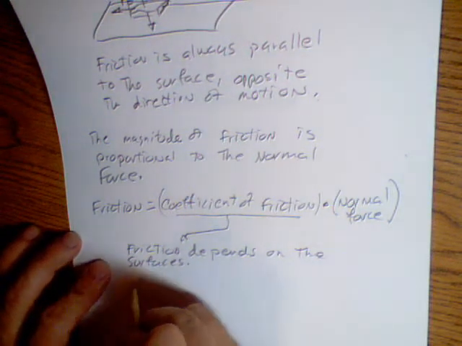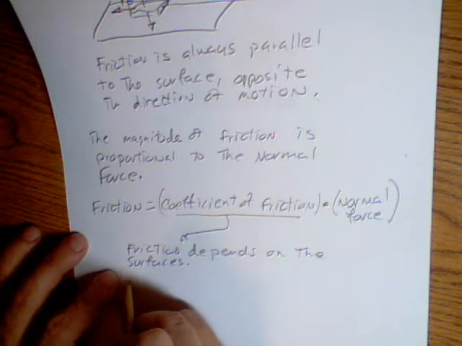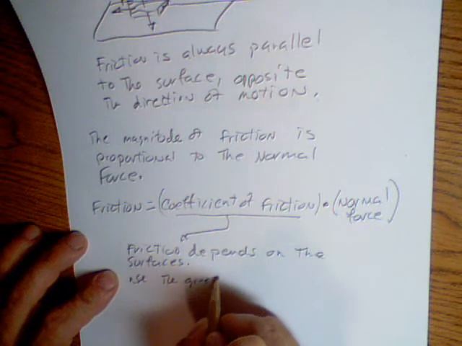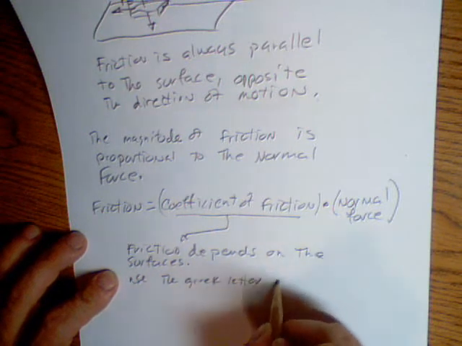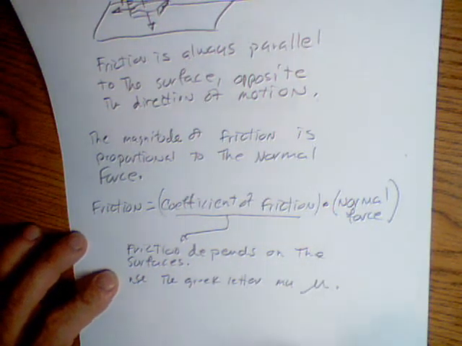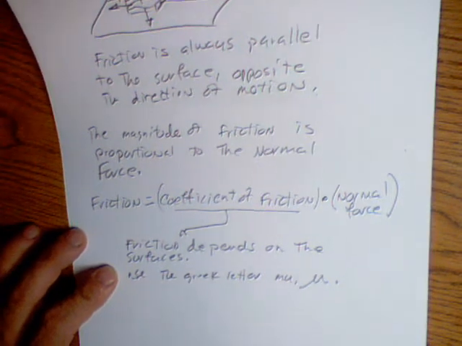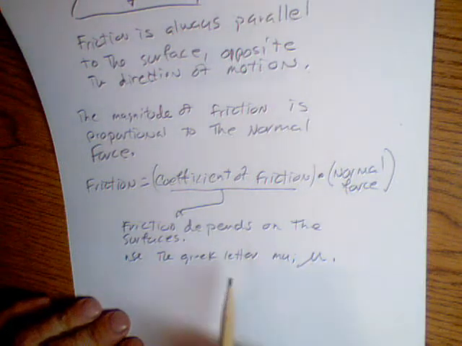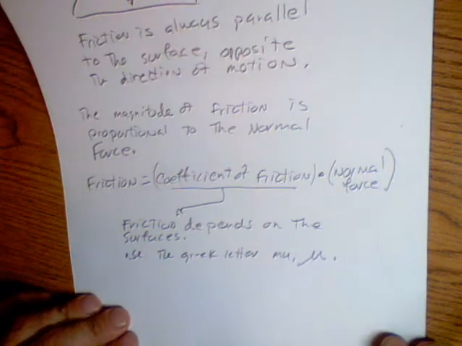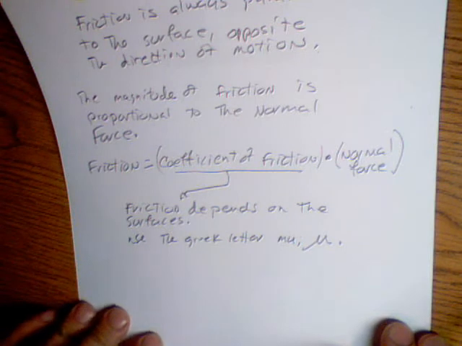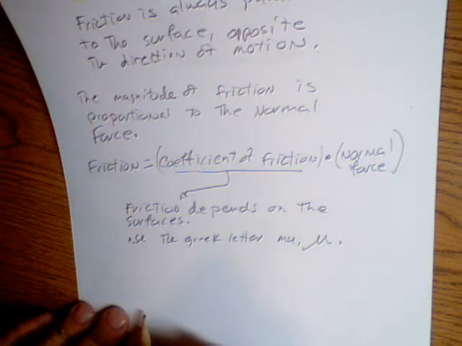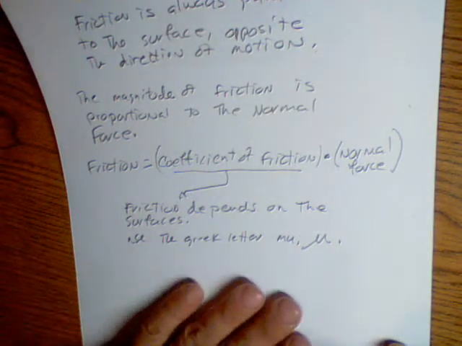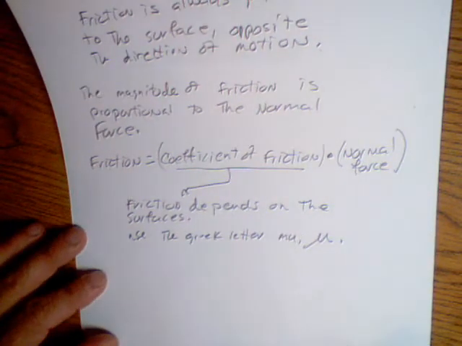Right? So we use the Greek letter mu, and you'll either be given the coefficient or you'll have to calculate the coefficient. And chances are we'll have to calculate the coefficient. As you can imagine, two perfectly smooth surfaces are going to have less friction than two rubber surfaces.